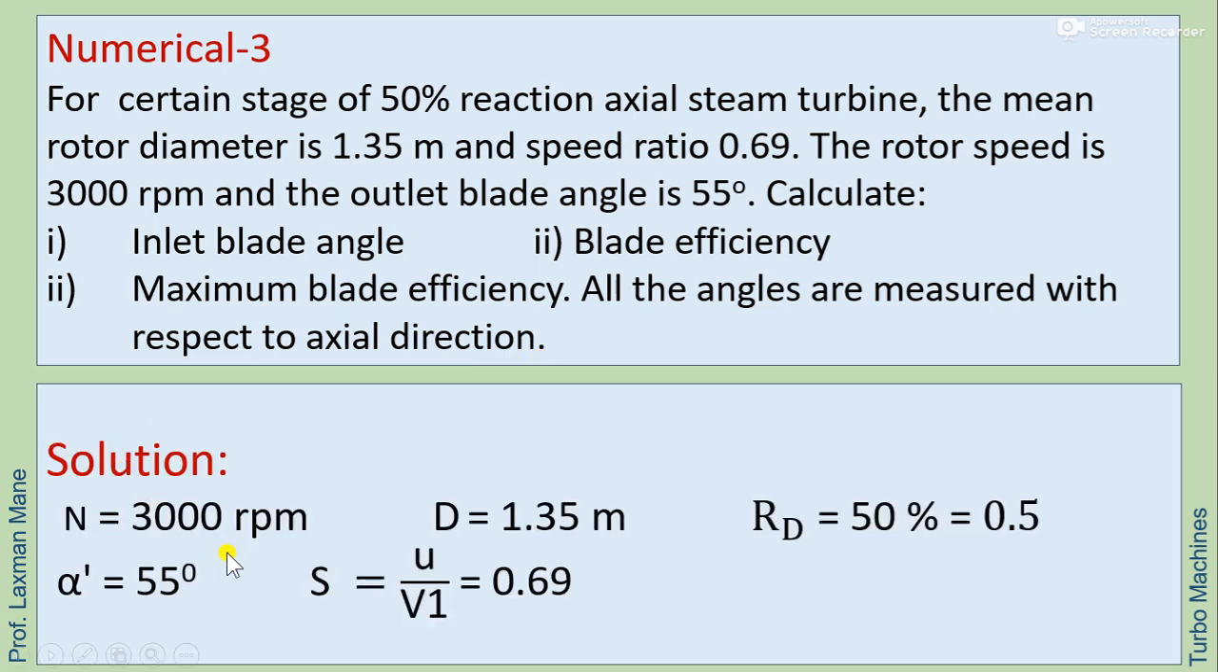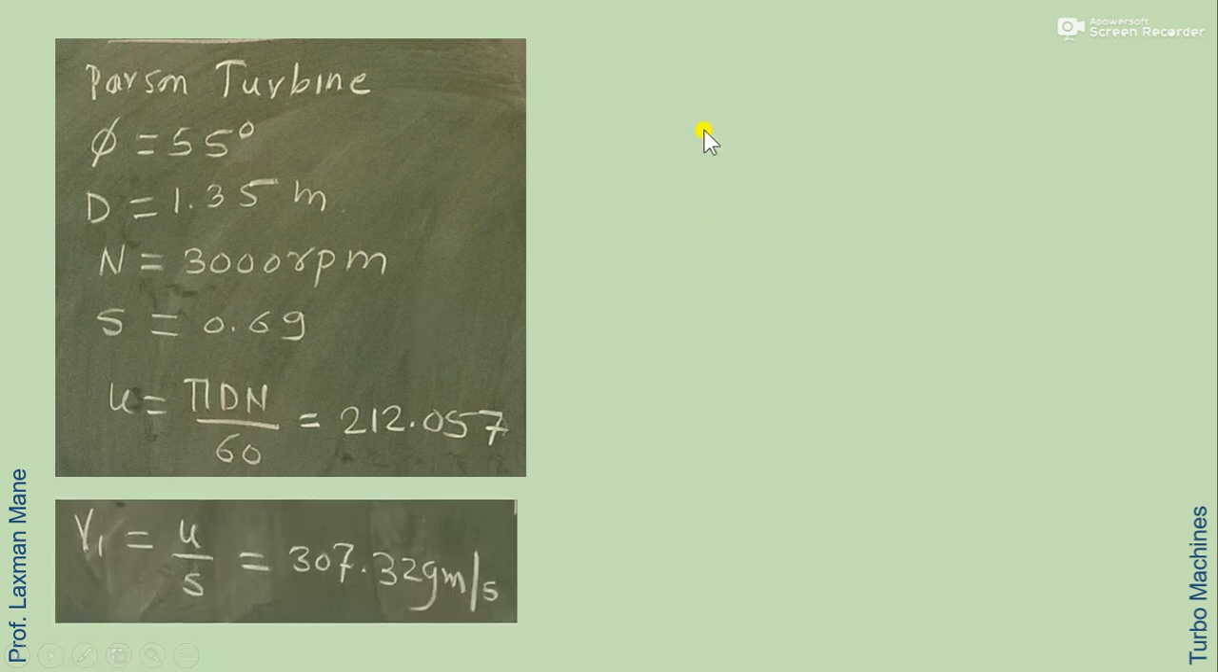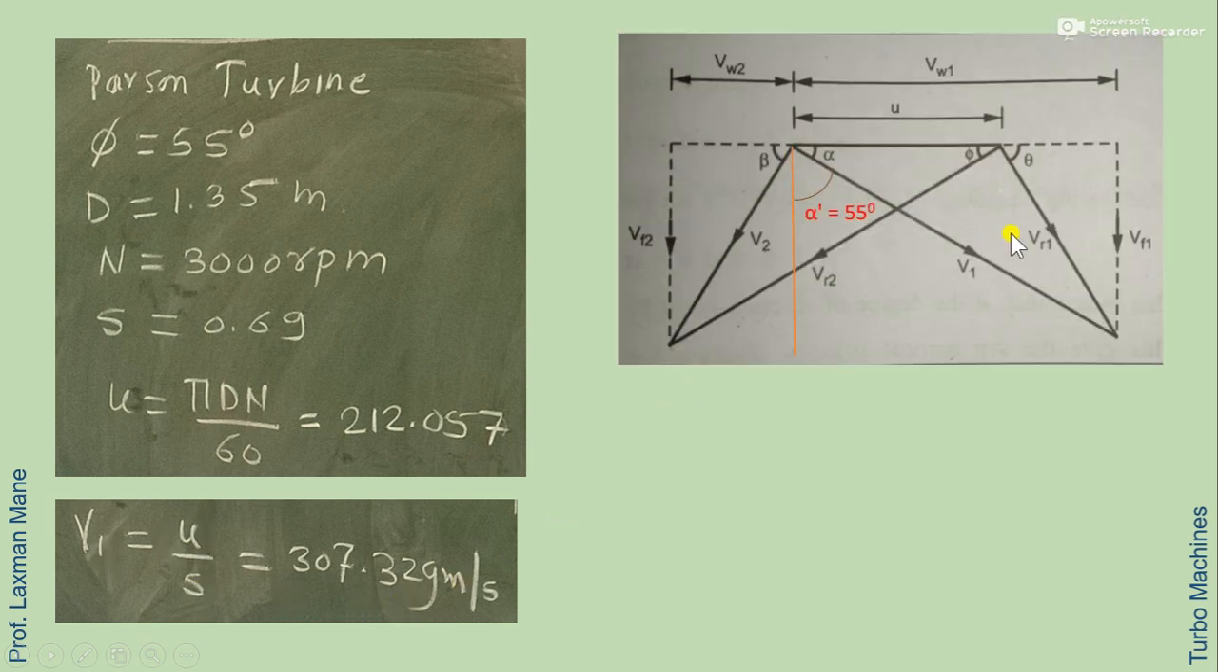So enlisting the given data: speed, diameter, degree of reaction, speed ratio. Now as the angles are measured with respect to axial direction, this angle is given, that is alpha dash. This we will clear in the next figure. So first of all, from the data, find the blade speed, then using speed ratio and blade speed find the absolute velocity. Then this is the superimposed velocity diagram.